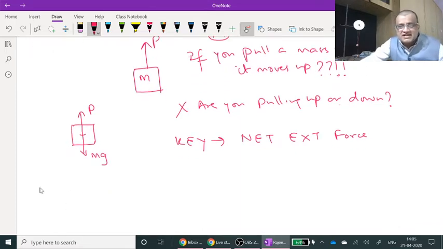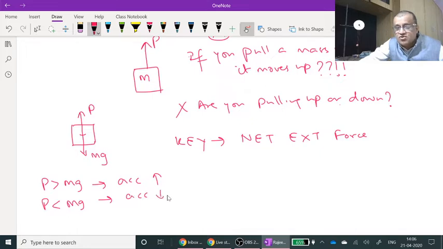So let me write these conditions. P greater than mg, the body will be accelerated up. If P is less than mg, meaning mg is more, then acceleration will be down. And if P is equal to mg, then there is no acceleration. And no acceleration means if it was at rest, it will remain at rest. If it was moving with constant speed, it keeps moving with constant speed.